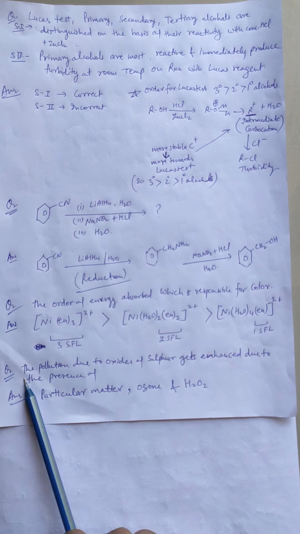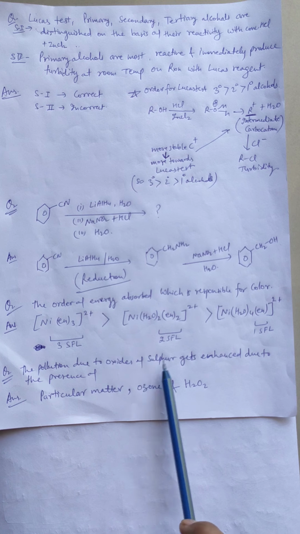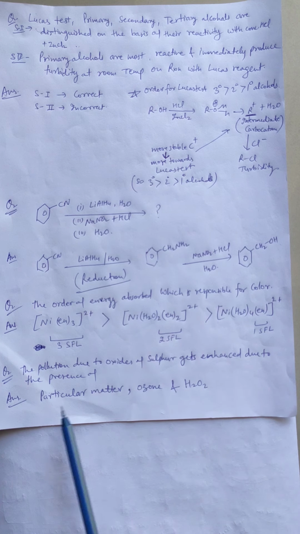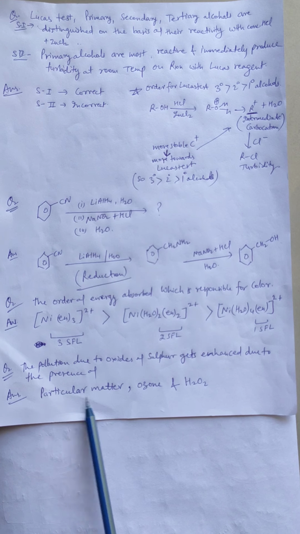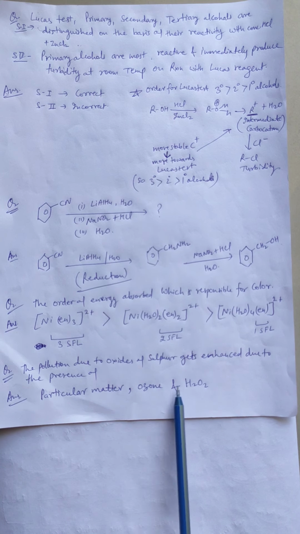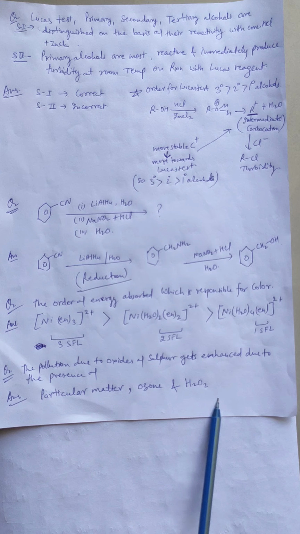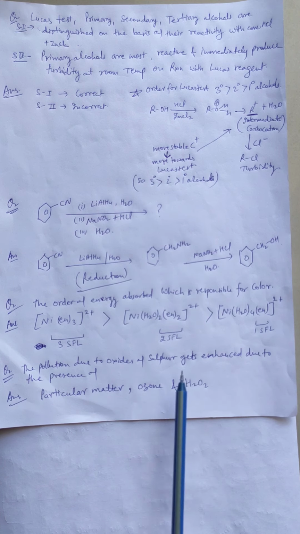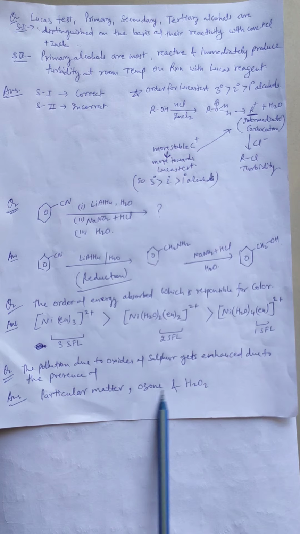Now the next is: the pollution due to oxides of sulfur gets enhanced due to the presence of particulate matter, ozone and H2O2 as well. So pollution due to oxides of sulfur gets enhanced due to the presence of these.